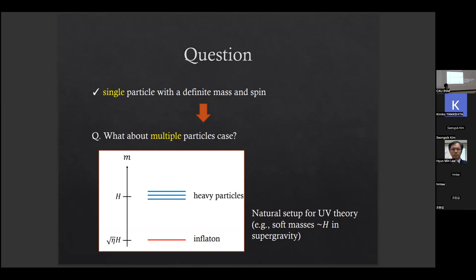So for example, if you consider a supersymmetric theory, during inflation we need an inflaton potential. That inflaton potential breaks the supersymmetry, and so we get a soft mass for the standard model and supersymmetric particles, and the supersymmetry breaking order parameter is roughly given by the Hubble scale during inflation. So in that sense, several matter fields acquire a soft mass, which is roughly given by the Hubble scale. So the situation is like this. The inflaton is the only light mode, and there are several heavy particles whose mass is around the Hubble scale. This is the situation I'm interested in.